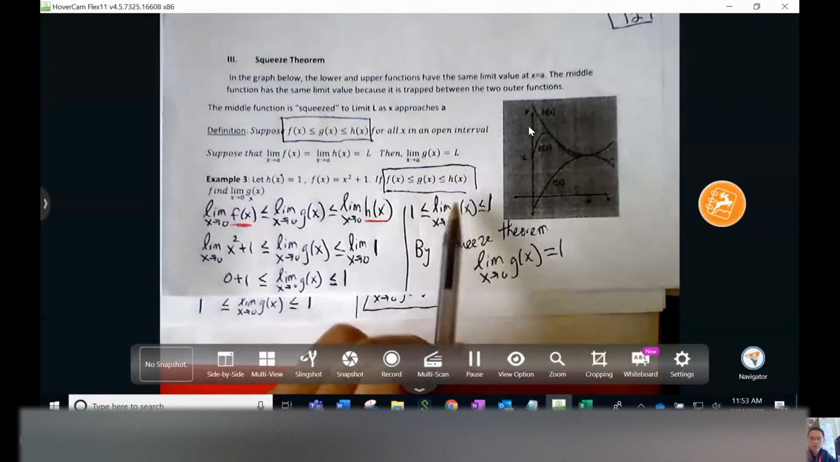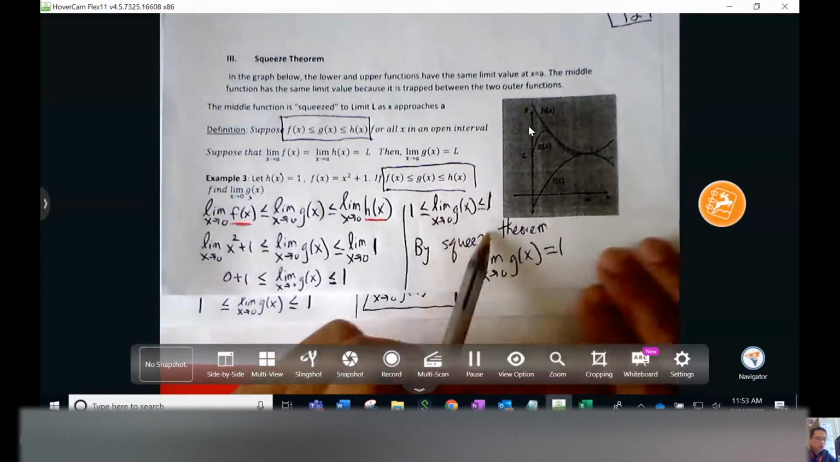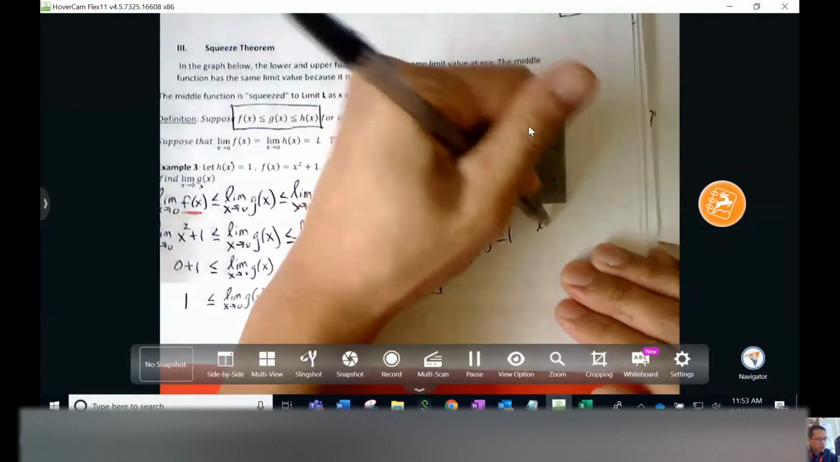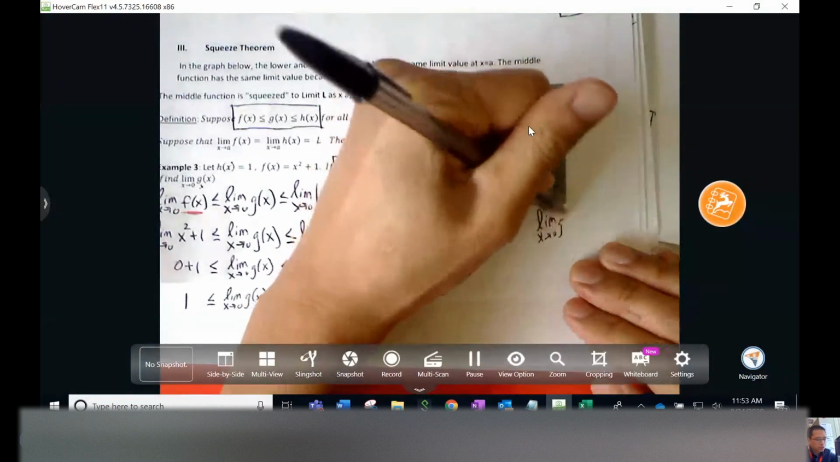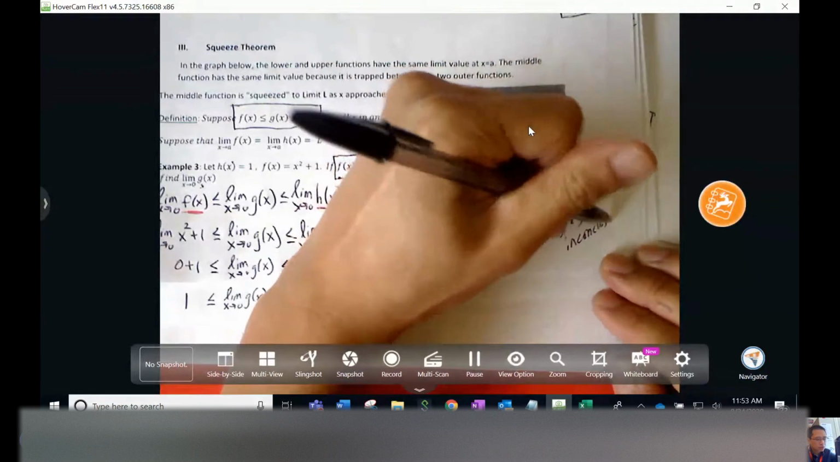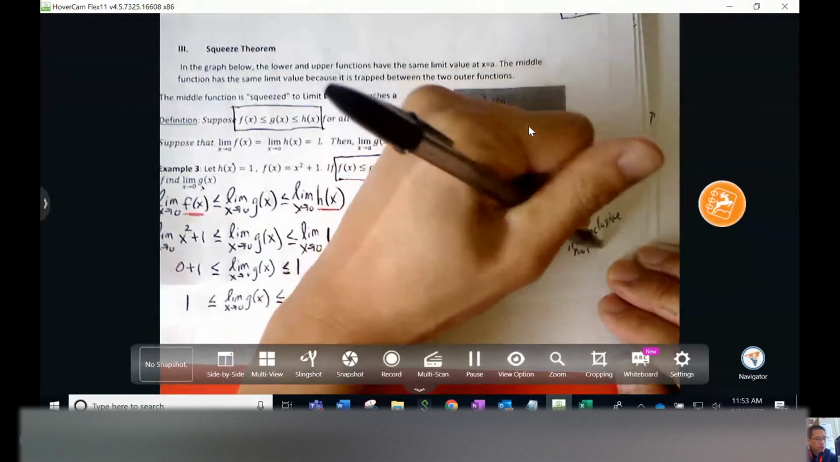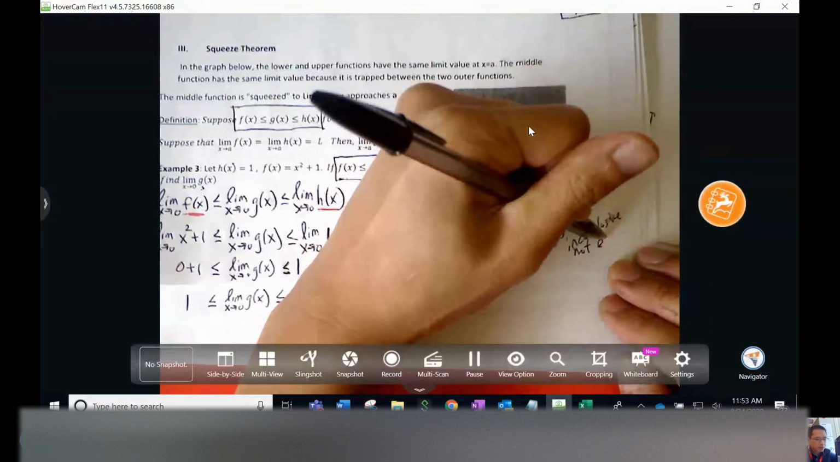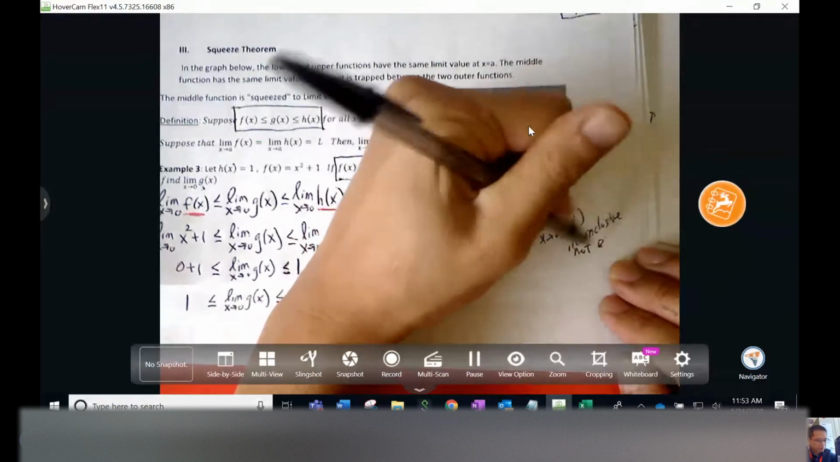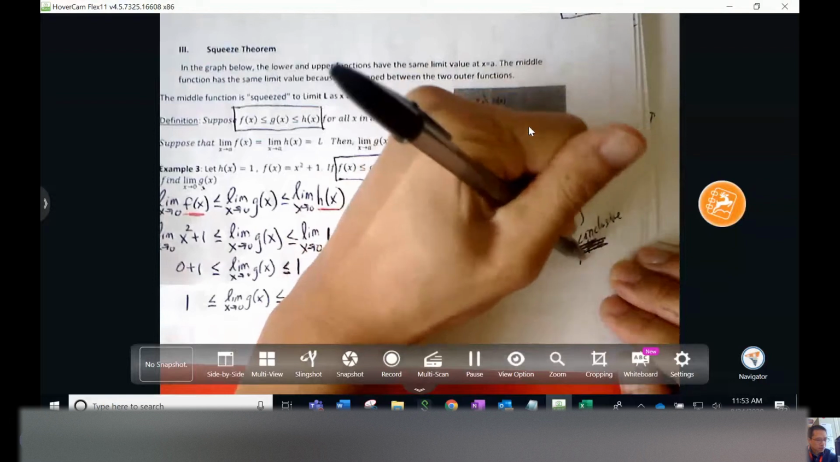So I would say if they don't agree, then you would just say the limit as x approaches 0 of g of x is inconclusive. Not enough information. Maybe the limit does exist. We just don't know, at least not with this method. Not enough info.